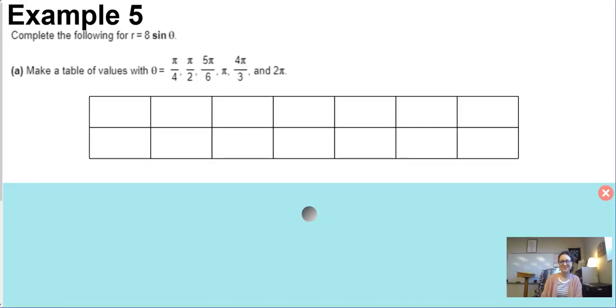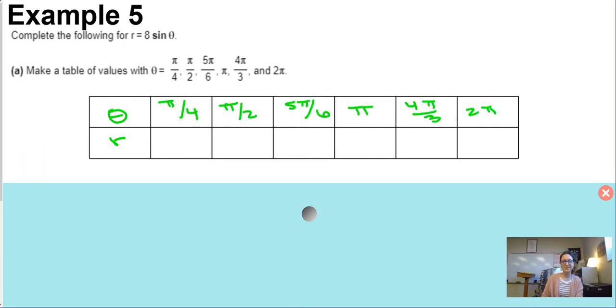All right, I'm going to force a pause on your screen. Can you please copy example 5 as well as make a table with 2 rows and 7 columns for me? It says complete the following for R equals 8 sine of theta. So we want to make a table with these theta values. I'm going to put theta up here and R here. Go ahead and fill in this first row with your theta values for me. So pi over 4, pi over 2, etc.